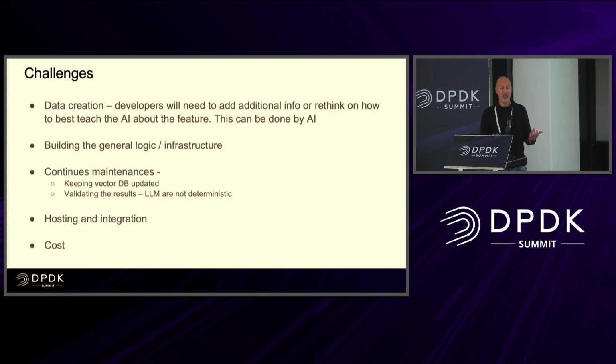We need to build the general infrastructure. Whether we're using open source frameworks or not, we need to build it. The most painful thing is the continuous maintenance. First of all, we need to keep the vector DB up to date, and we need to keep testing newer models, how they are affecting our results, and if we need to change the prompts, how new data is changing our results. So we need to continue working with it. We cannot do it as a one shot, and that's it.